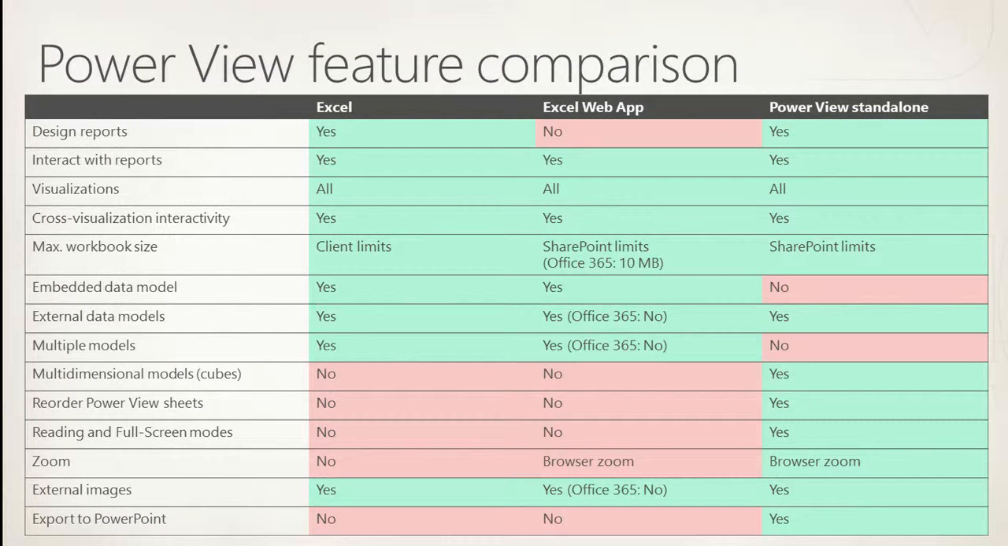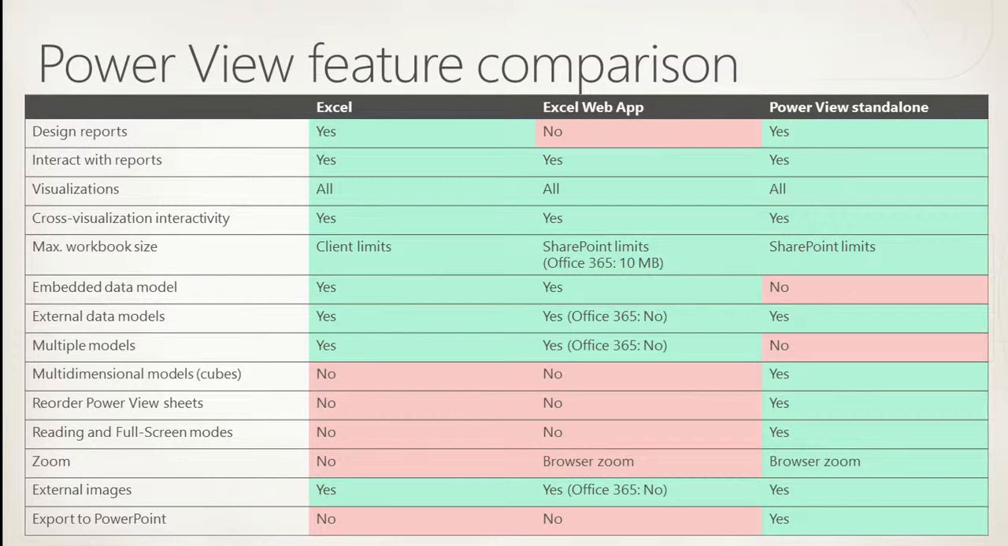There are some functional differences in terms of what features are available or certain limitations across these different versions. In the interest of time, I don't think I will go through all of these. But let's point out some major ones. If you want to design reports and design Power View visualizations, you do that in Excel Client, or in Power View Standalone. It's not yet available in Excel Web App. So in Excel Web App, you can still interact with the reports and view them, but you can't, for example, create a new chart, change the chart type, or add a new sheet. We're hoping to light up that functionality in the future.